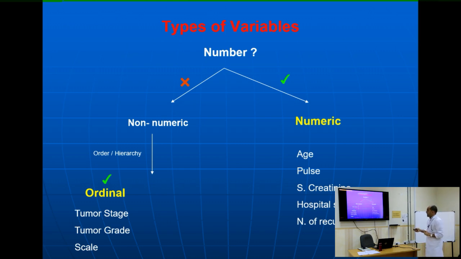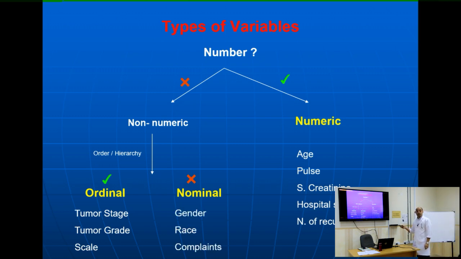Finally, anything else will be nominal. Nominal means it doesn't affect the meaning if I change the order: male, female, female, male; yellow, green, blue, blue, yellow, green, no problem at all. Yes or no? We usually start with no, but it would not affect the meaning. So nominal, like gender, race, complaints: hematuria, flank pain, dysuria. If I say dysuria first or hematuria first, that will not affect the meaning.